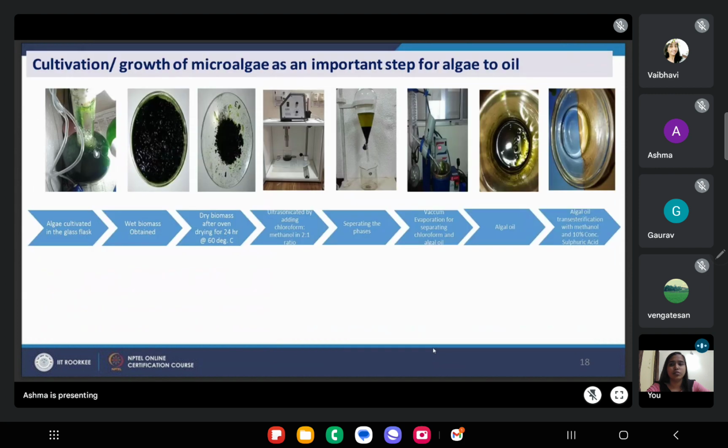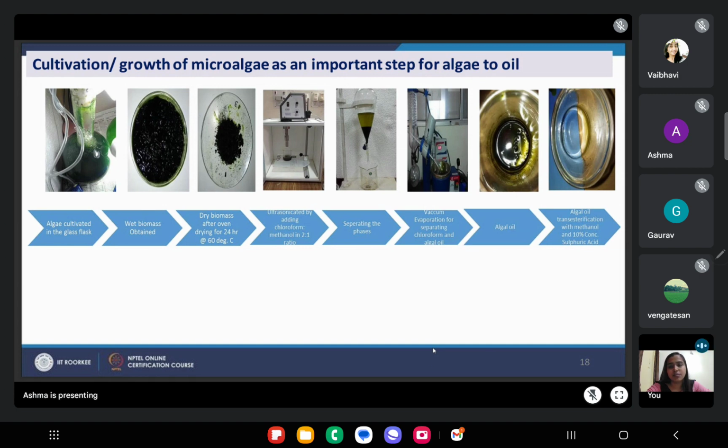So we'll move forward. Here is a picture. First, algae are cultivated. It can be cultivated in a glass flask or any other. Next, we have obtained the wet biomass. We have removed the water and we have accumulated the microalgae. But this algae has water, so we need to dry out the algae. For that, we dry the algae for 24 hours at nearly 60 degrees centigrade. Next, it is ultrasonicated by adding chloroform. These are the modifications which are done to extract lipid and bio-oil.